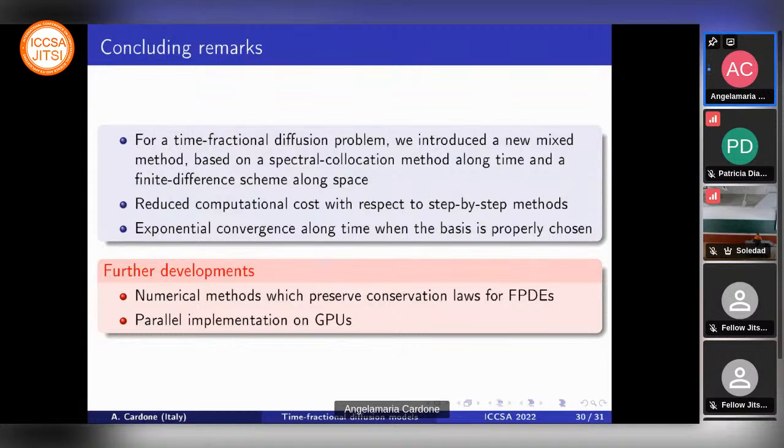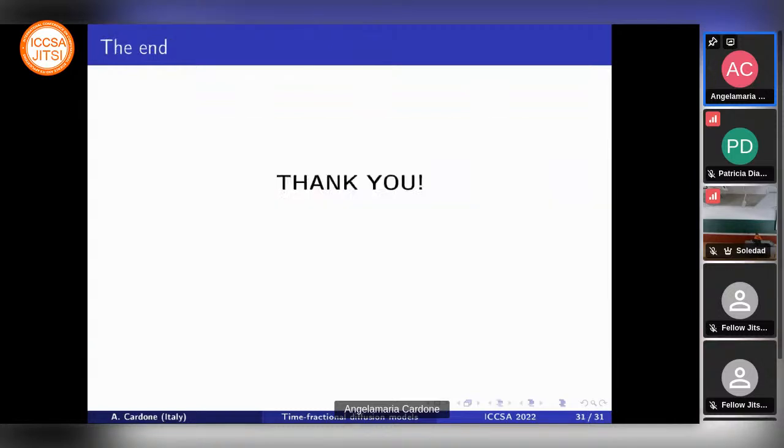it has exponential convergence. As further developments, we are working on numerical methods which preserve conservation laws for fractional PDEs, and we consider this class of methods in particular. Moreover, we are considering implementing this method in parallel, because even if it has a reasonable computational cost with respect to step-by-step methods, since it comes from a semi-discretization of a fractional PDE, it still has a large dimension. So thank you for your attention and bye.